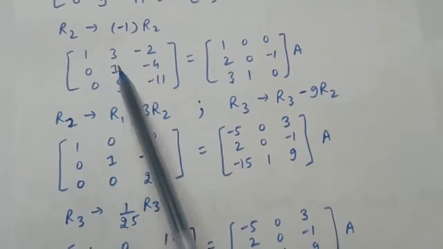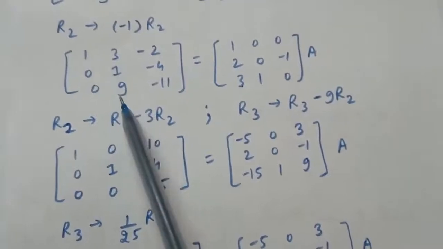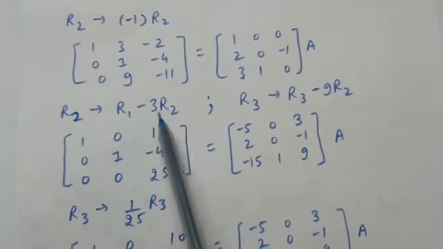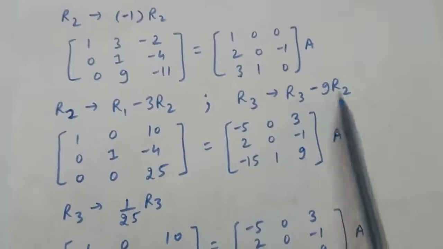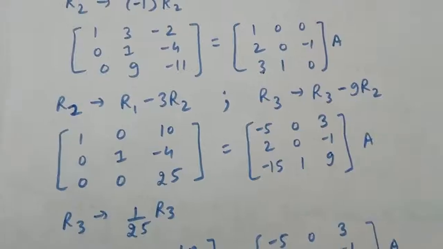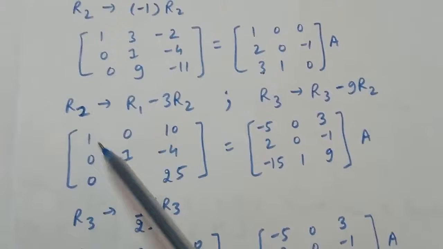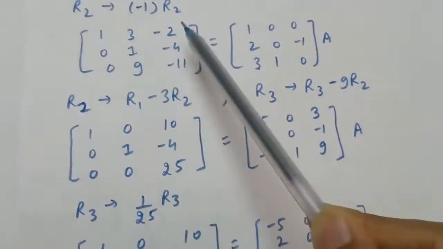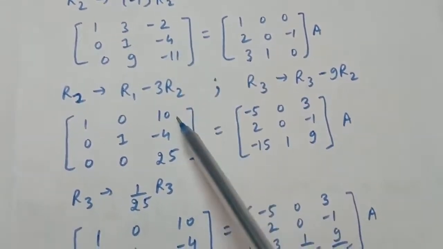Now the diagonal element in the second column is 1. Make the rest of the elements 0. For this, apply the operation that row 1 changes to row 1 minus 3 times row 2 and row 3 changes to row 3 minus 9 times row 2. Now row 1 will become 1 minus 3 times 0, 1. 3 minus 3 into 1 is 0 and minus 2 minus 3 into minus 4 will be 10.